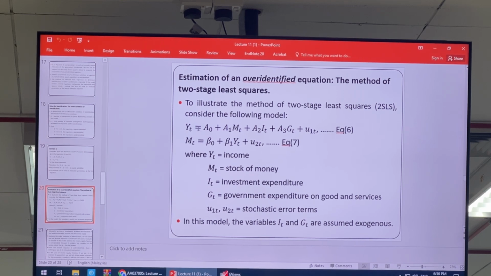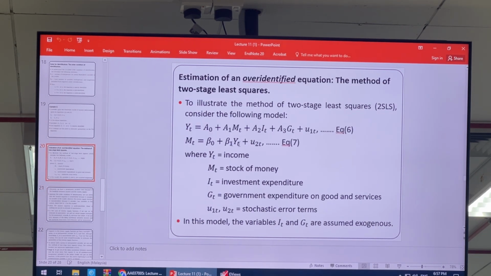Here we have Yt, income; Mt, stock of money; It, investment expenditure; Gt, government expenditure on goods and services; and the error terms U1 and U2. In this model, the variables I and G are assumed exogenous. So I and G are exogenous; Yt and Mt are endogenous.